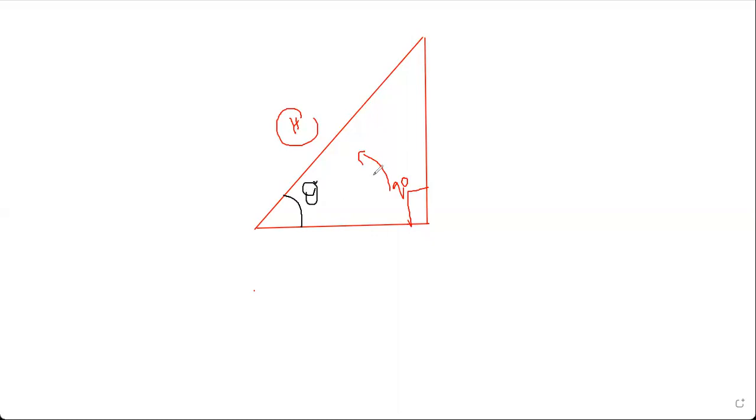Opposite to the 90-degree angle, we have the hypotenuse. Definitely, there will not be any other 90-degree angle in the triangle. The sum of all the angles of a triangle is 180. If there is one 90-degree angle, there will not be any other 90-degree angle, so the other angle will be smaller than 90. Opposite to the 90-degree angle, we have the hypotenuse, and opposite to the other angle, we have a side which is called opposite.